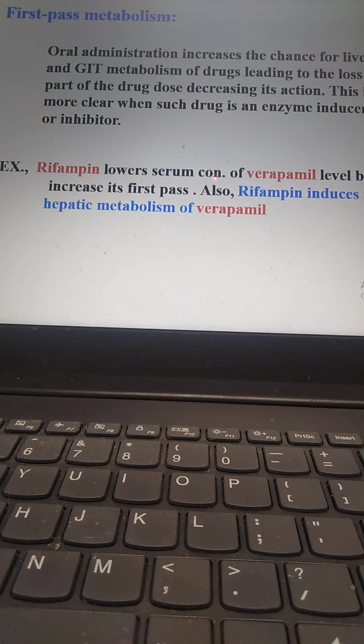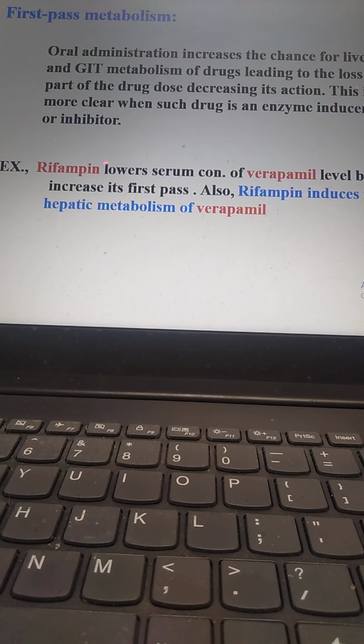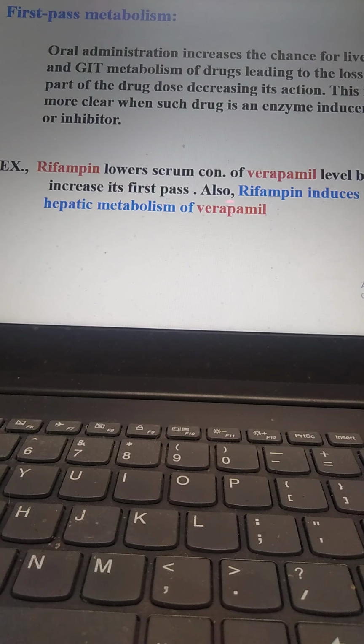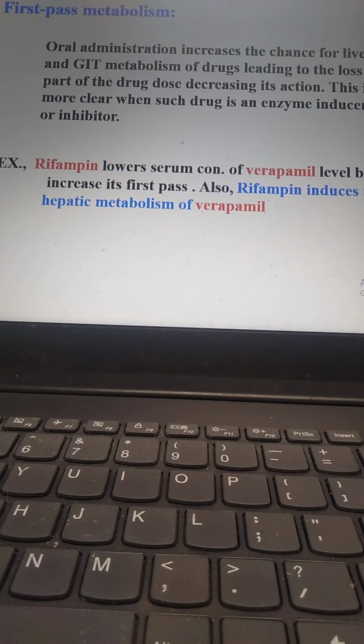Rifampicin lowers serum concentration of verapamil by increasing its first pass metabolism. Rifampicin induces the hepatic metabolism of verapamil. So rifampicin lowers serum concentration of verapamil once you give these two drugs, because rifampicin is the inducer.